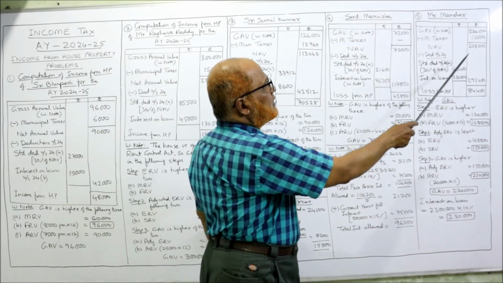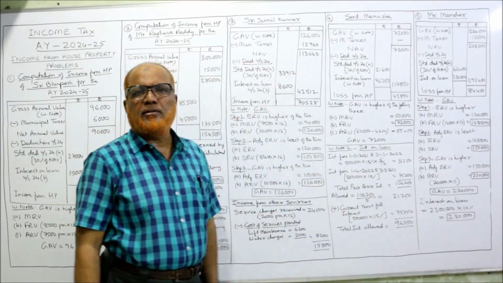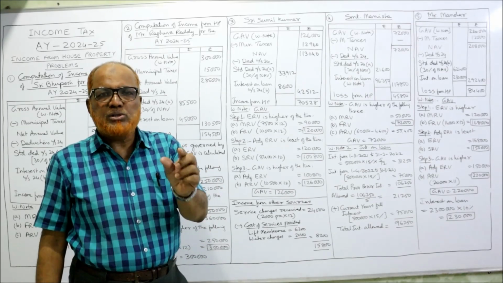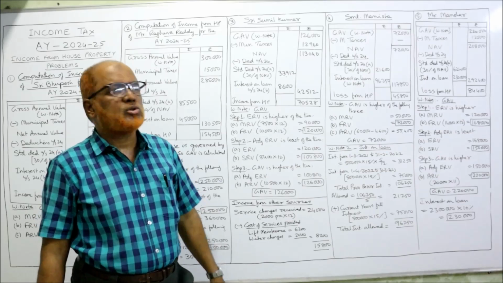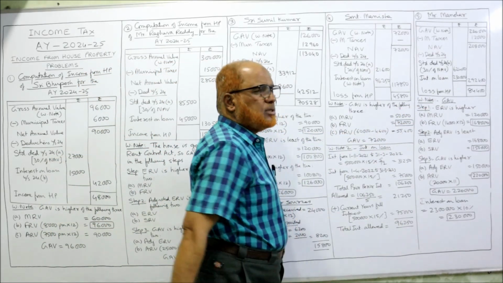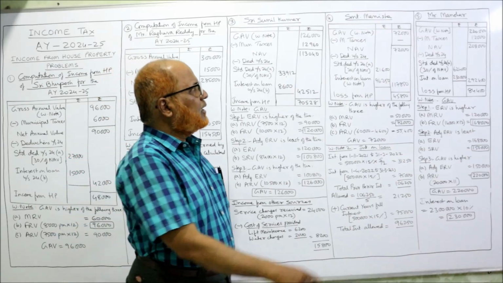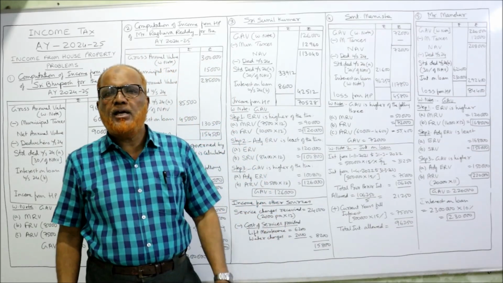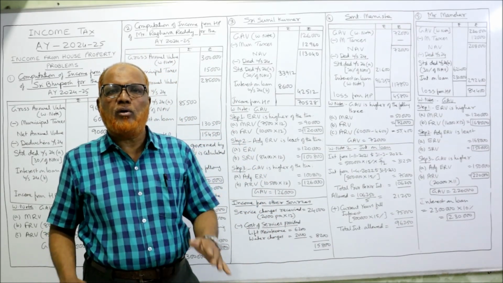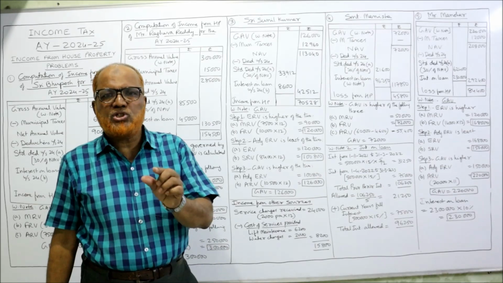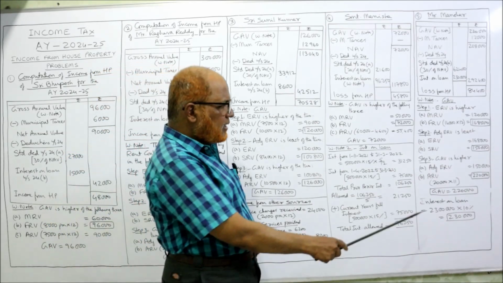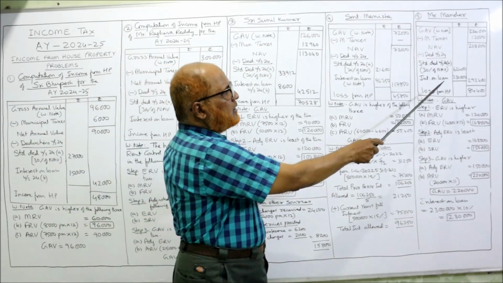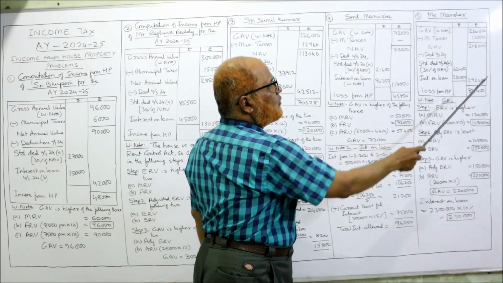So GAV 2,20,000 minus municipal taxes. 10% is given. 10% on what? MRV. Municipal rental value ka 10%. That comes to 12,000. So 2,08,000 is the NAV, net annual value. Less standard deduction 30% of NAV and interest on loan. He has purchased the house by taking a loan of 23 lakh on which 10% is the rate of interest. So interest on loan is 23 lakh into 10%, 2,30,000. So 2,30,000, take the total 2,92,400.